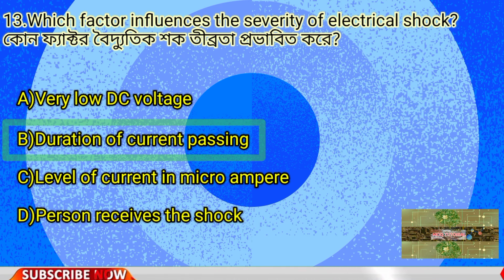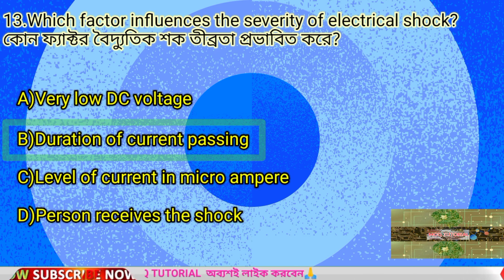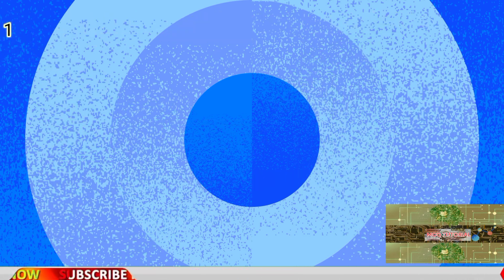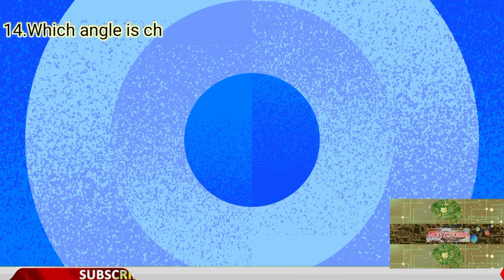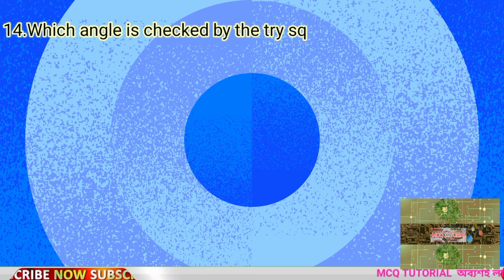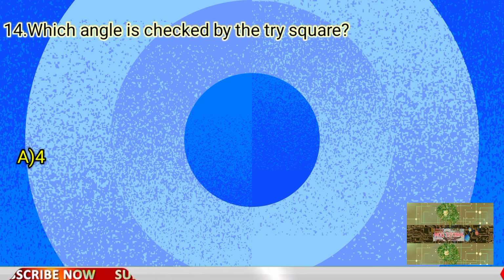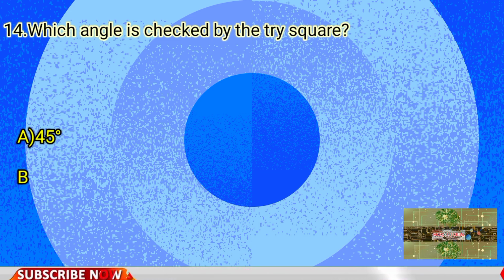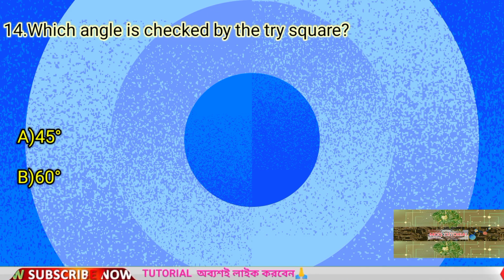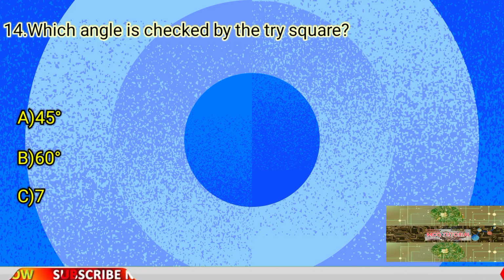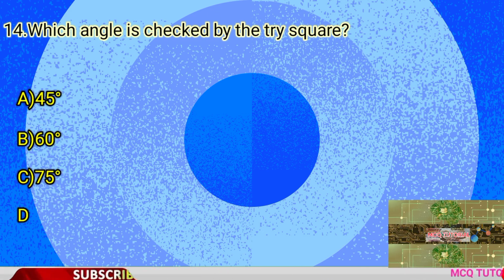The answer will be option B, duration of current passing. Which angle is checked by the tri-square? Option A, 45 degree. Option B, 60 degree. Option C, 75 degree. Option D, 90 degree.